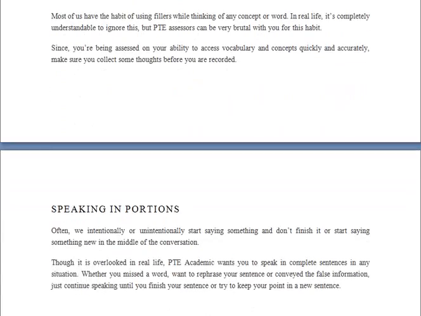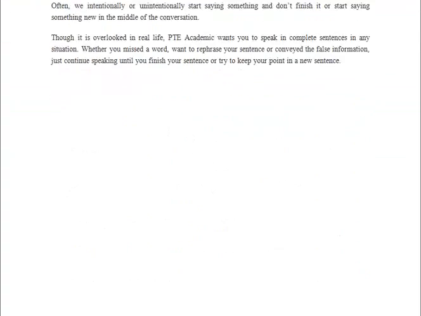Speaking in portions. Often we intentionally or unintentionally start saying something and do not finish it, or start saying something new in the middle of the conversation. Though it is overlooked in real life, PTE Academic wants you to speak in complete sentences in any situation. Whether you missed a word, want to rephrase your sentence, or conveyed false information, just continue speaking until you finish your sentence, or put your point in a new sentence.